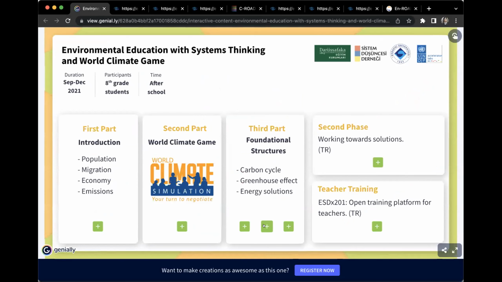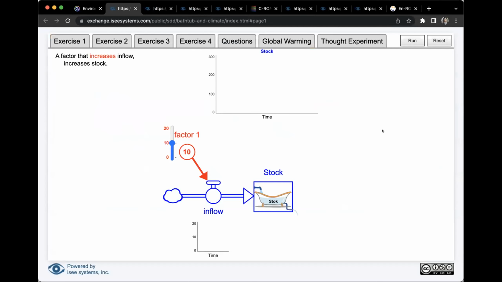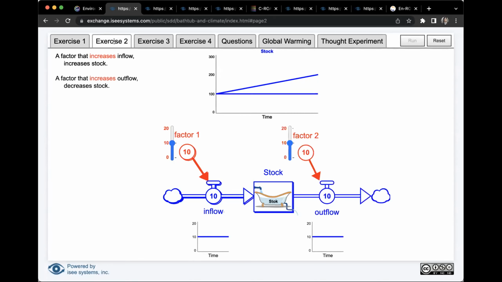And then after the carbon cycle, we continued with the greenhouse effect. But for this one, first of all, we wanted students to understand really well how factors are affecting the inflow and how the increase in inflow can affect the stock. So if there is a factor that increases inflow, this also increases the stock. So when they ran it, they could see what is happening here. We just wanted them to understand really well the relationship between the factor, the inflow and the stock. And we go one by one.